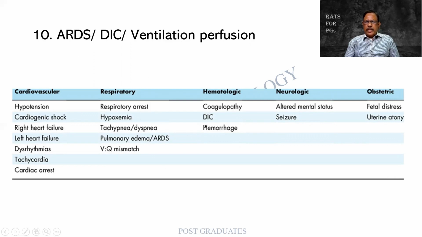And in this particular table, the author has divided into cardiovascular, respiratory, hematologic, neurologic, and obstetric causes. Cardiovascular, we have already seen most of them. Hypotension is one. Respiratory, there can be a respiratory arrest, hypoxemia, tachypnea and dyspnea, respiratory distress, or perfusion absorption mismatch. Also, you find in hematological, there can be coagulopathy, disseminated intravascular coagulation, and hemorrhage.